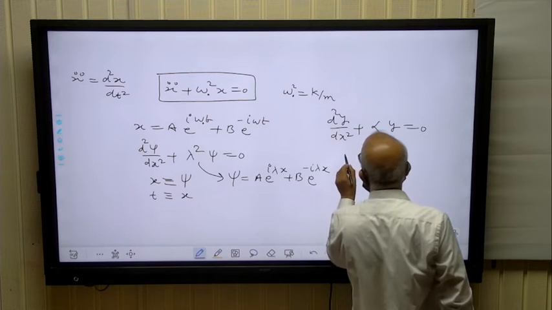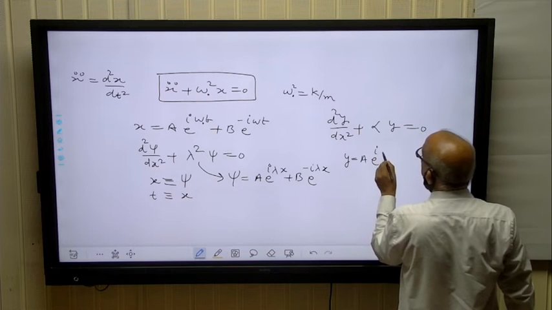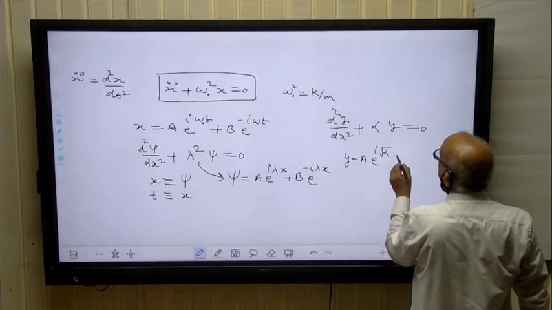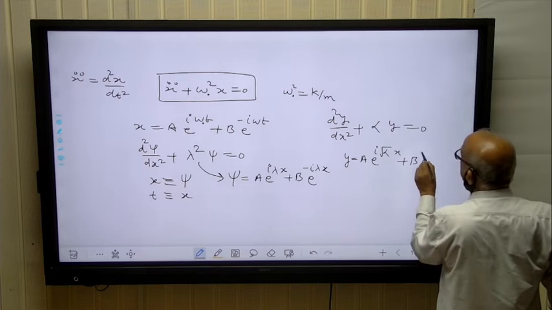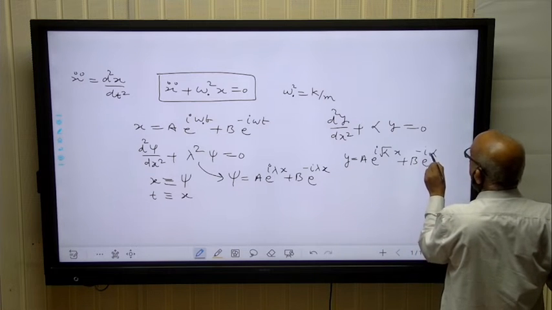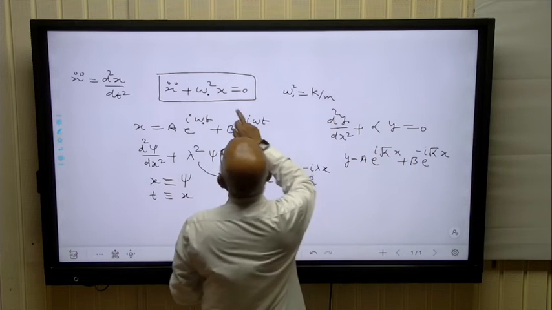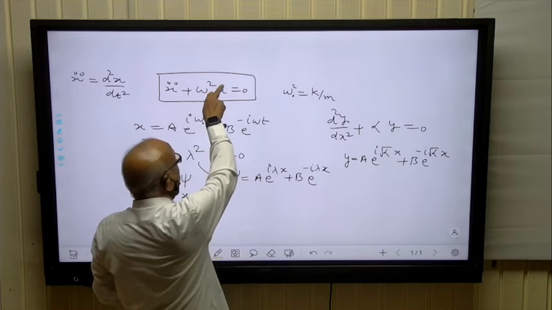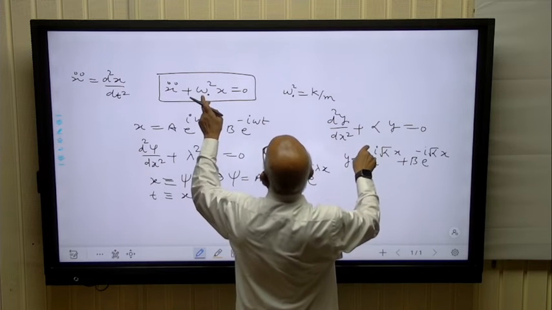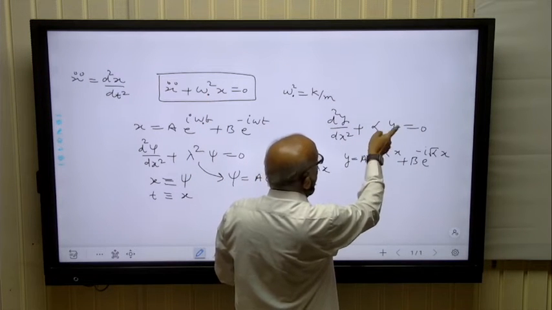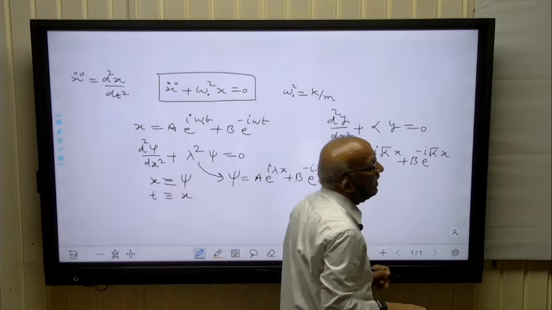The solution will be y is equal to a e raised to power iota under root alpha x plus b e raised to power minus iota under root alpha x. Why here under root alpha? Because when omega is squared, then it is omega. Now, here the coefficient omega naught square is alpha. Therefore, in the solution it should be under root alpha.